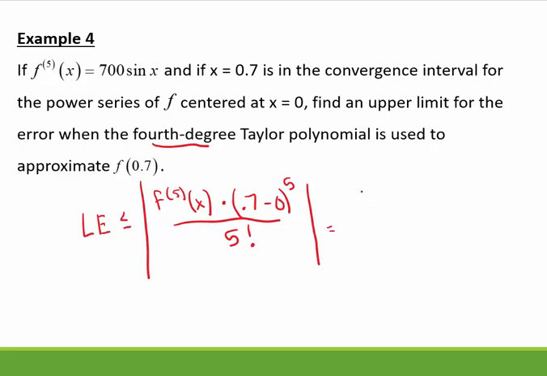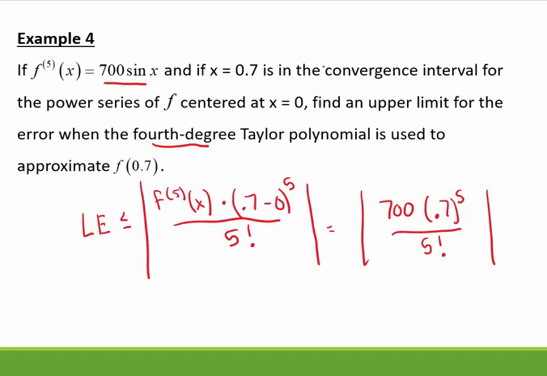Now, all of this is pretty easy, I think, except for this value here. So what's the maximum value? What's the maximum value of that derivative? The maximum value of that derivative is 700.